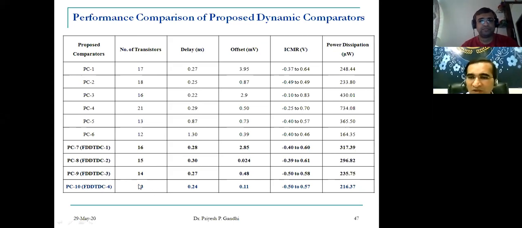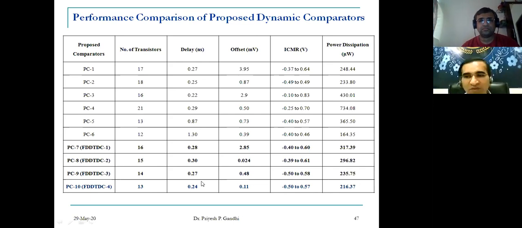The total number of transistors used is 13, delay is 0.24 nanosecond, offset voltage is 0.11 millivolt, the ICMR range is minus 0.50 to 0.57, and power dissipation is 216.37 microwatt. So we can find that this is a much more superior comparator among all the proposed comparators. So we have focused on this PC10, that is FDDTDC4.